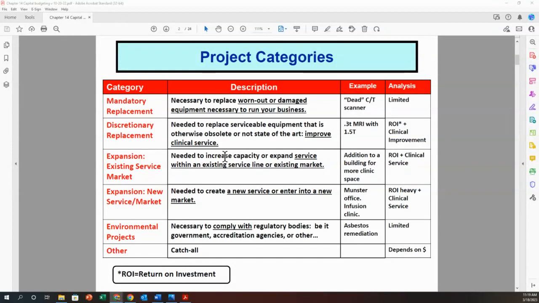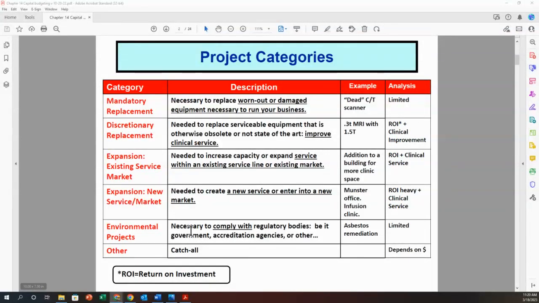Environmental projects. I mean, it's on the list. We don't need to necessarily go deep into that, but any kind of government regulatory thing and compliance, obviously, you're going to do less intensive analysis because you have to do it. It's not an option. So just some different categories and the level of analysis that you might do.